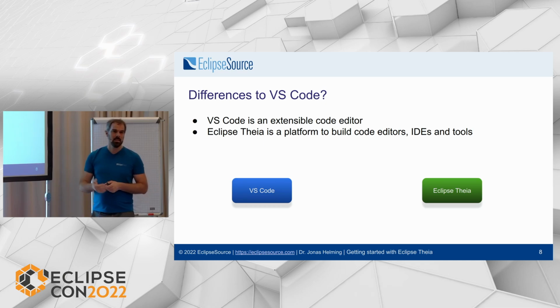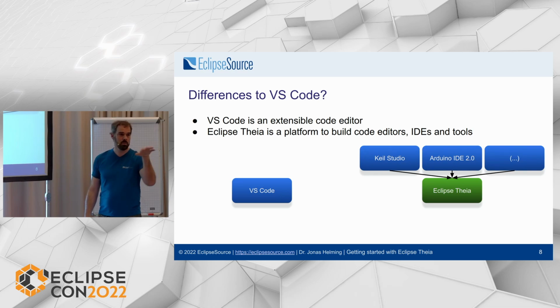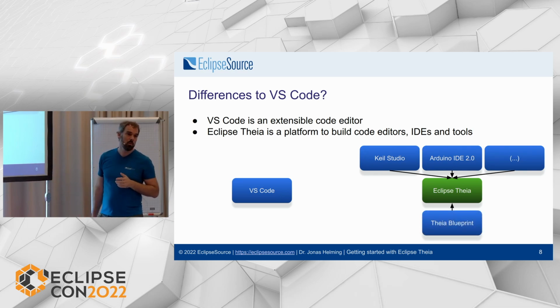Theia, on the other hand, is a platform. So it puts platform first to build custom tools and IDEs. That means VS Code is already a tool, while Theia is a platform, and then based on this, you have all these tools like Embed Studio, Arduino, and for example, Theia Blueprint that we already provide. But that's really the main differentiator. And Theia really puts platform first, while VS Code doesn't have an interest, at least this is something you can derive from statements that they make. They don't have an interest to be a platform.